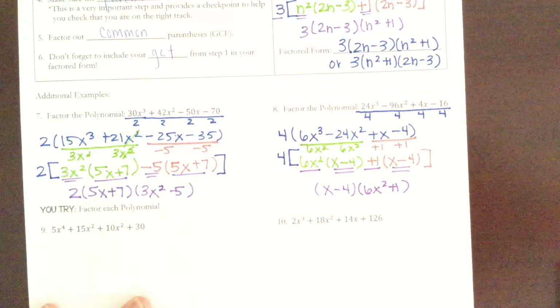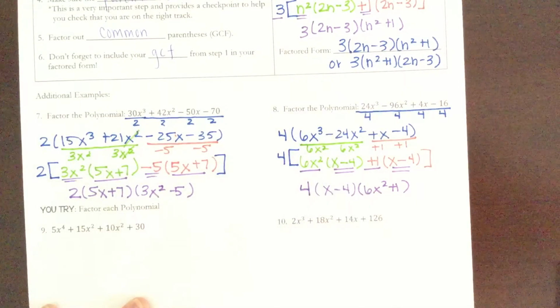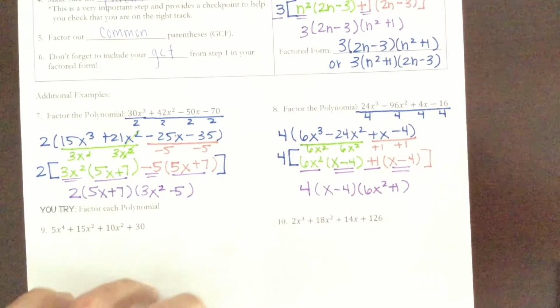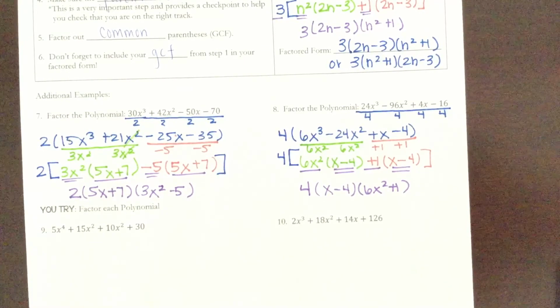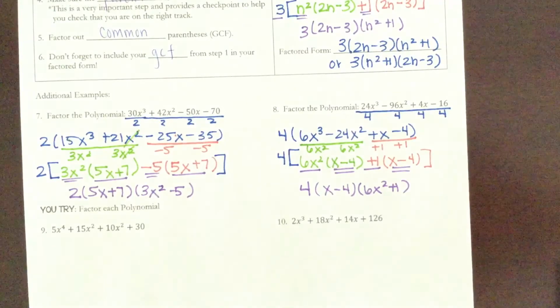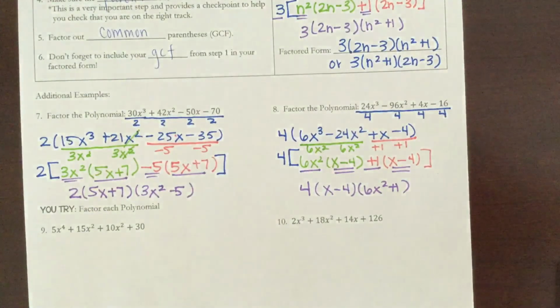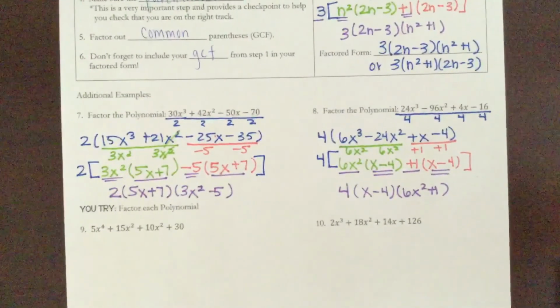And then I want to make sure that I include the original greatest common factor as part of my factored form. Therefore, 4 times x minus 4 times 6x squared plus 1 is the factored form. You try number 9 and number 10.